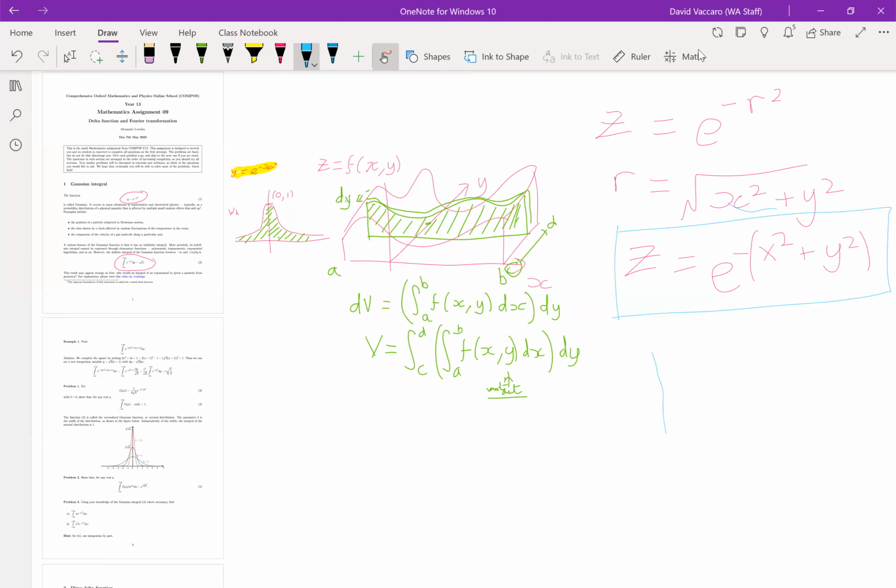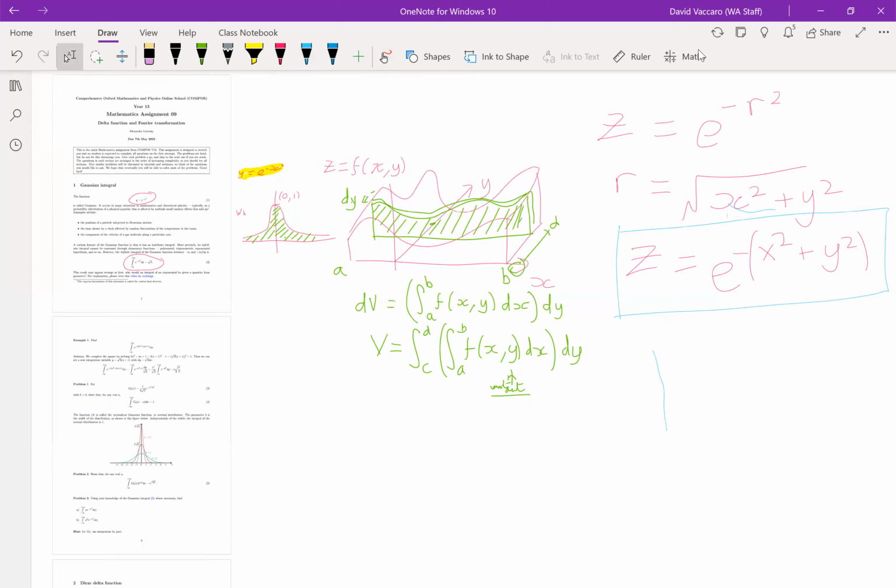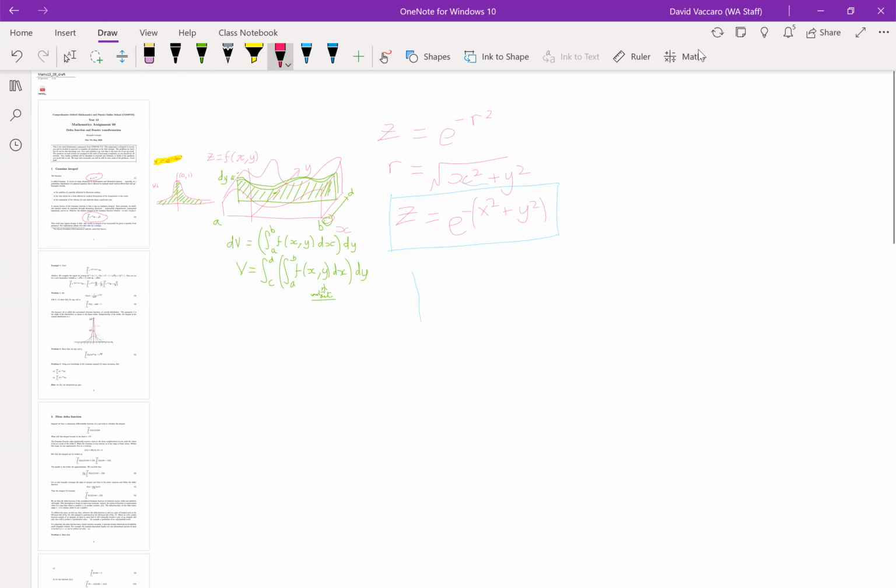So if I was going to sketch this curve, it's a bell curve, and then at a distance r from the origin, it's at a constant height. So at distance r from the origin, it's at a height e to the minus r squared.